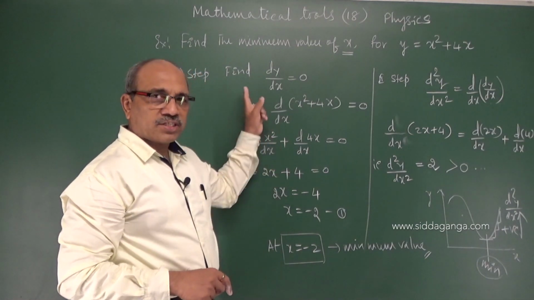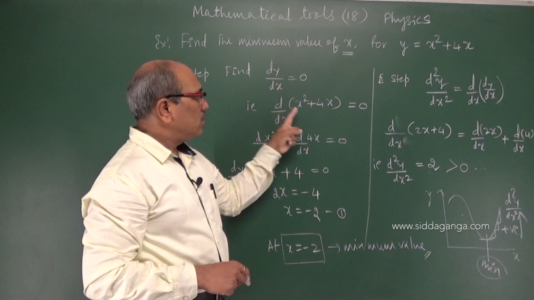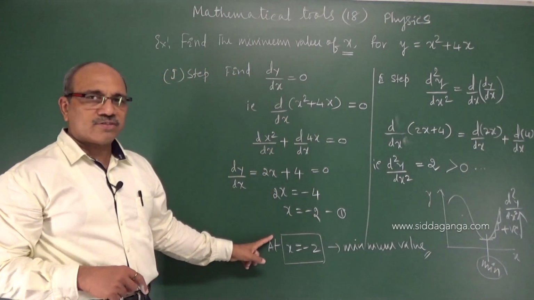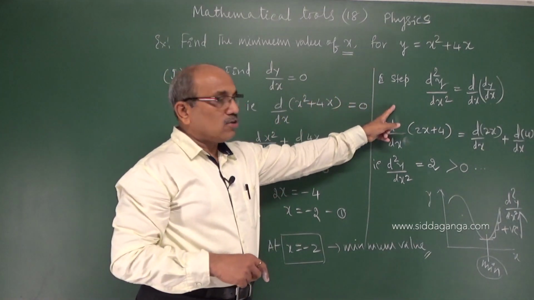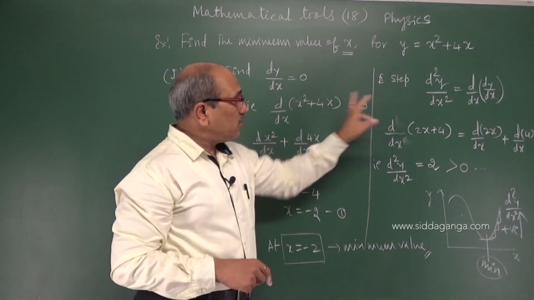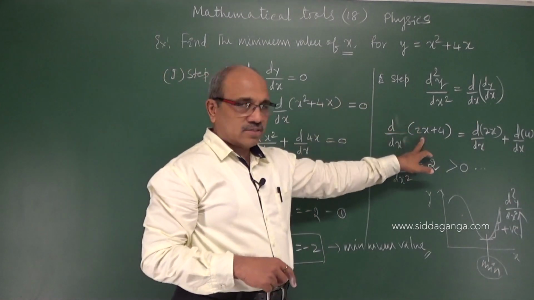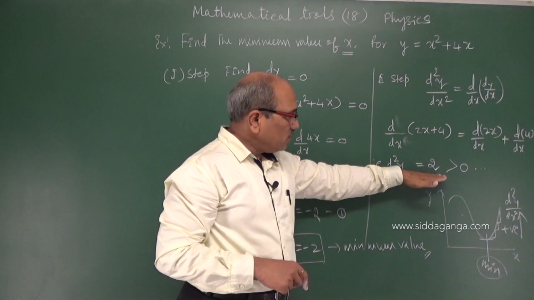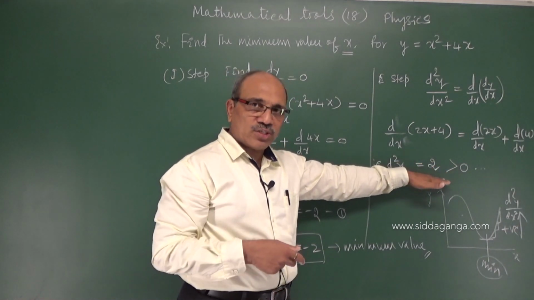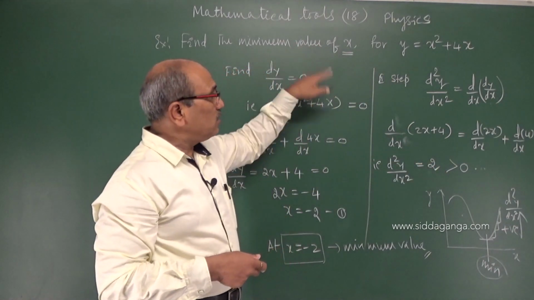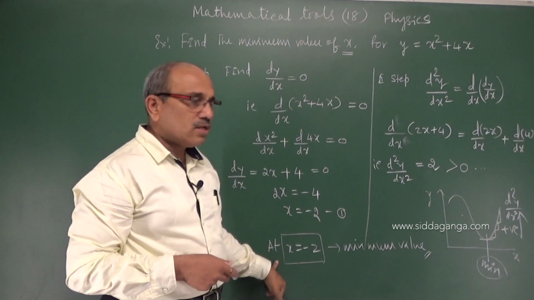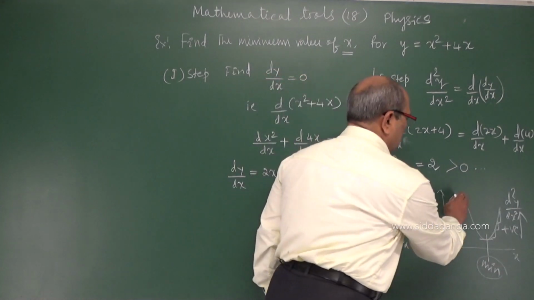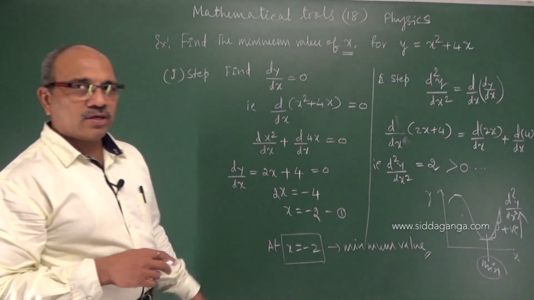First remember the steps: the equation is given, you find the first order derivative, put it equal to 0, and get the value of x. Then in the second order derivative, you take the first order derivative dy by dx and find its derivative once again, and see whether it comes positive or negative. If it comes positive, the function has a minimum value at that value of x. If it comes negative, it is a maximum, and the slope is negative. I think you have followed.